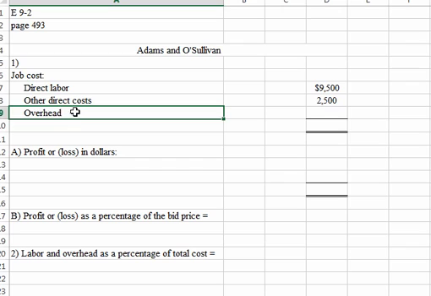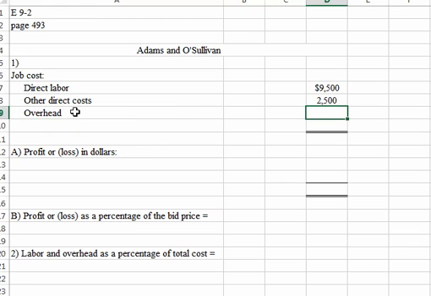Overhead is equal to 1.5, or 150%, times our direct labor cost of 9,500. We get 14,250 for overhead. So now if we add these together, we'll get our job cost, 26,250.